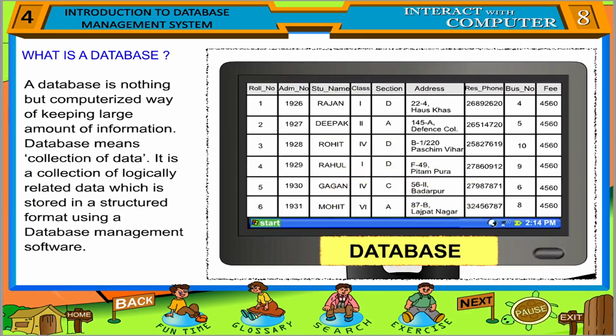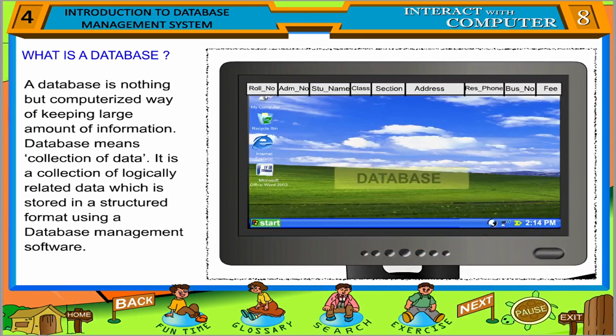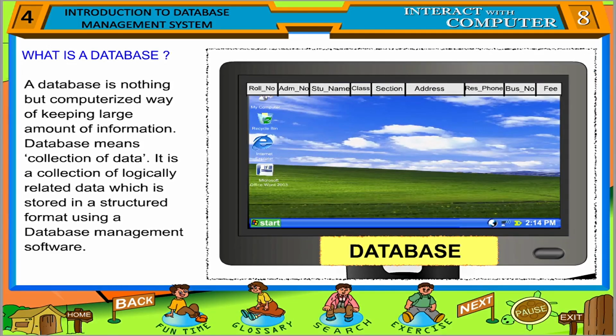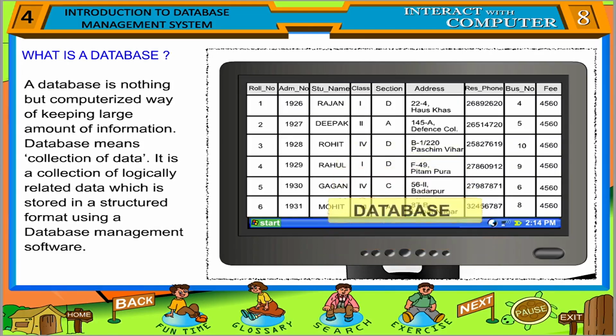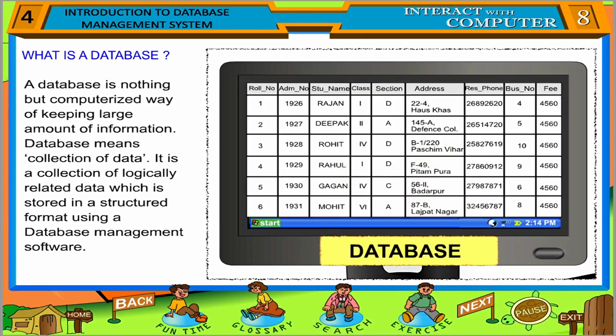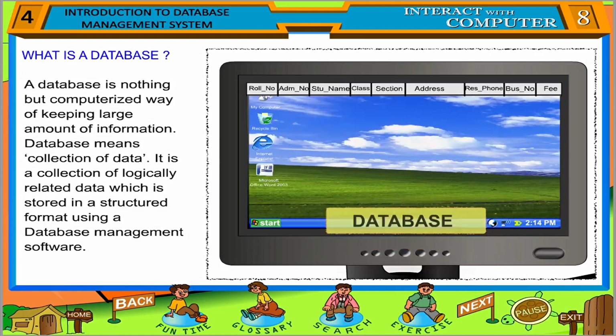What is a database? A database is nothing but a computerized way of keeping large amounts of information. Database means collection of data. It is a collection of logically related data which is stored in a structured format using a database management software.